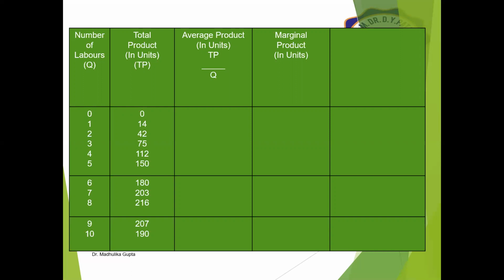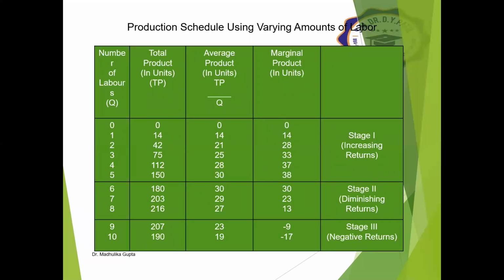Now let's calculate AP. AP will be what? TP upon Q. So 0 upon 0, 14 upon 1, 42 upon 2, right? And how will you calculate MP? It is the change in TP: 14 minus 0, 42 minus 14, 75 minus 42. So let's see, I've done it for you all. This is how you get it after you calculate by the formula.